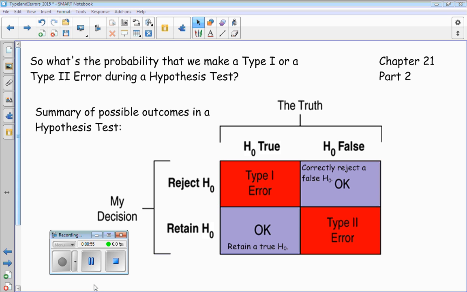Now, I really like this graphic from the book, except for one little piece. The piece of the graphic that I'm not a fan of is the word "retain" the null hypothesis, because we never really retain anything. We either reject it or we fail to reject it, right? So can you do me a favor and just change this wording to "fail to reject"? Because we either reject it or we don't, okay?